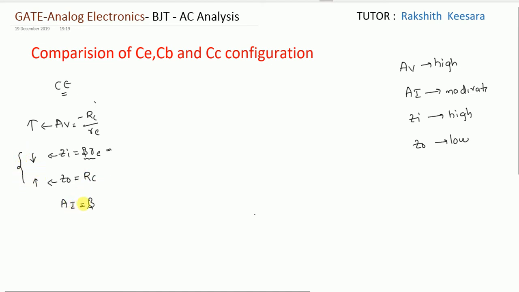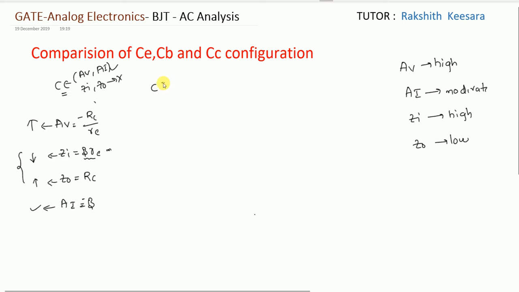Next, if you see current gain, it is beta. Actually it is minus beta. I am taking magnitude, so it became beta. So let me write minus beta. Beta will be nearly equal to 100. So we have some moderate current gain. This parameter is also satisfied. Voltage gain is satisfied, and current gain is also satisfied. But input impedance, output impedance, these are not satisfying.